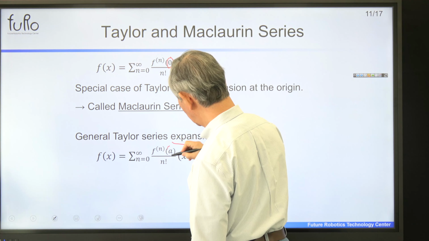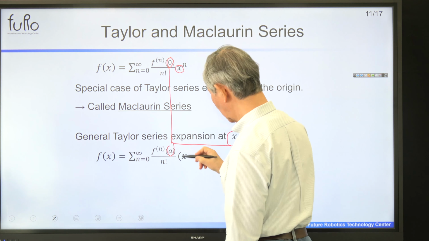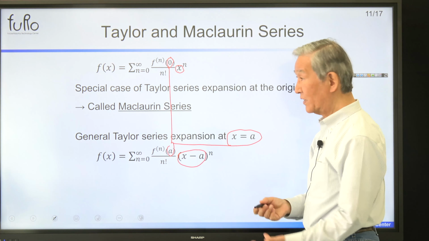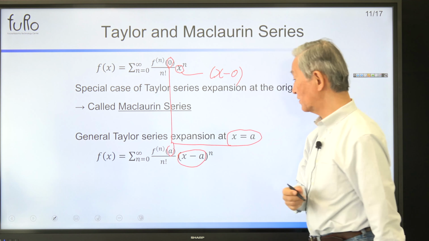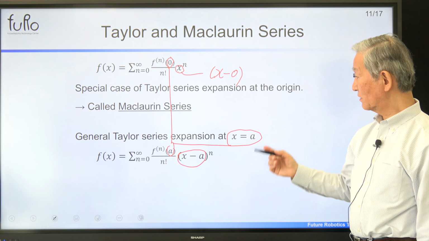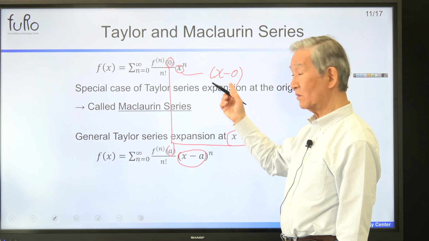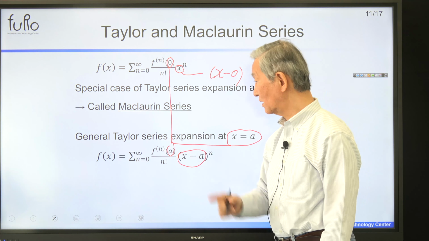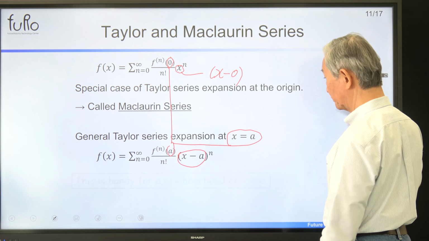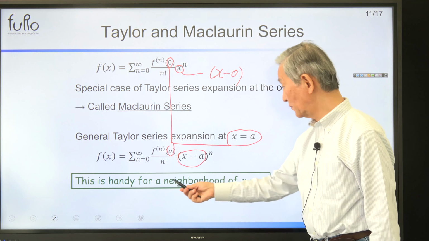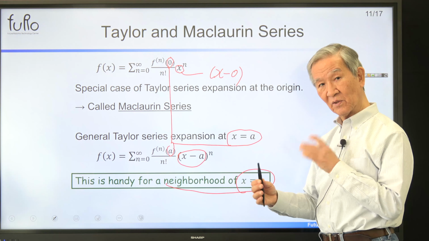We had 0, that we now have a. And instead of x, we have x minus a. And compare these two, you can tell that this x was actually x minus 0. So as you can see, this is a special case of that one when a is equal to 0. And this, the general Taylor series expansion at x equal a, is useful for the neighborhood of x equal a, locality, somewhere close to x equal to a.